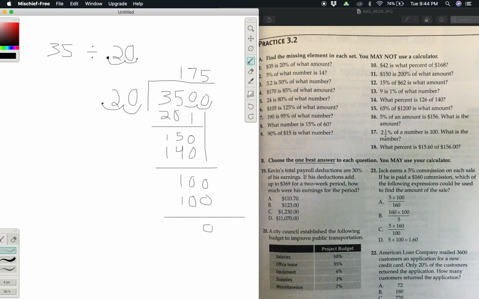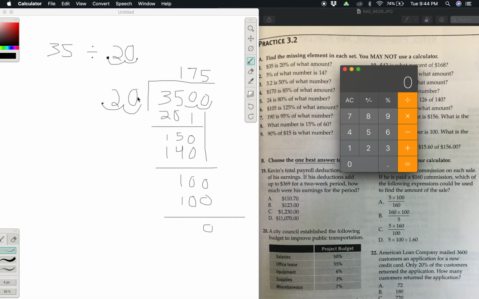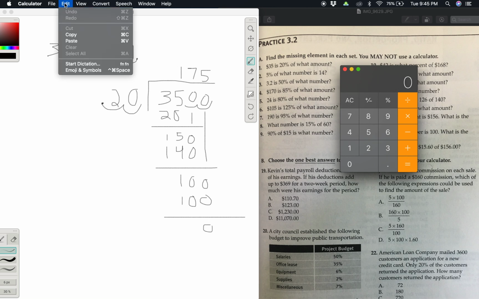Okay, how that would look on the calculator is 35 divided by, we just do 35 divided by 0.20. On the calculator we don't move over the decimals and stuff because the calculator does all that for you. 35 divided by 0.20 equals, what do you know? 175. Okay.